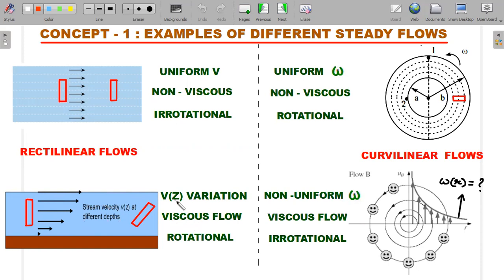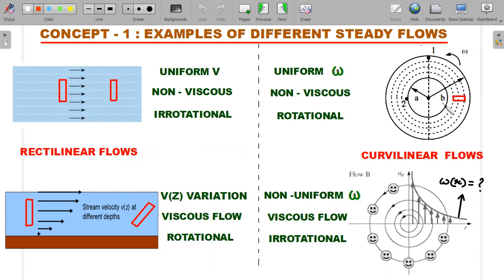Yeah, such a flow where V of Z variation is there in a rectilinear system, viscous flow is taking place, and also it's a rotational flow. So just because things are moving in a straight line doesn't mean that it is irrotational. Here you have a situation where the flow is rectilinear, that is straight line, but also rotational.